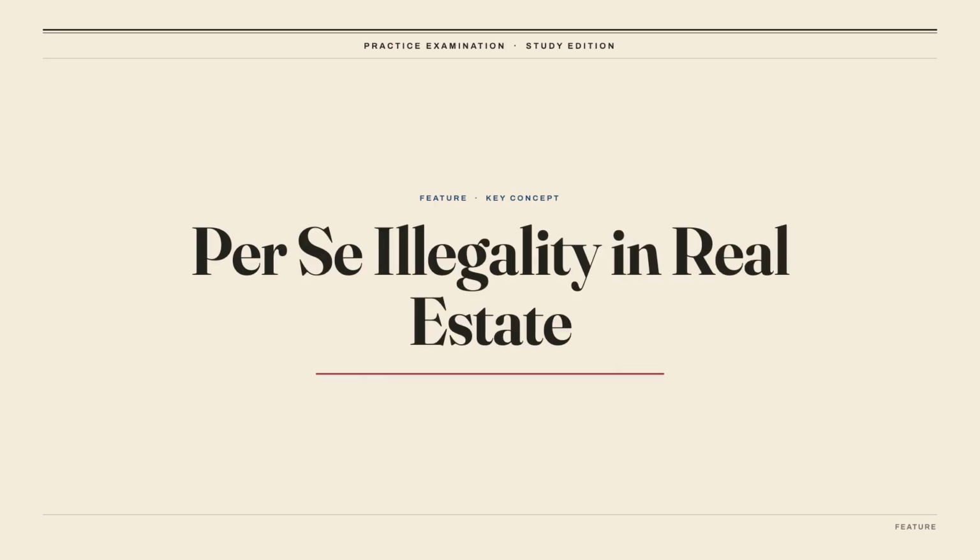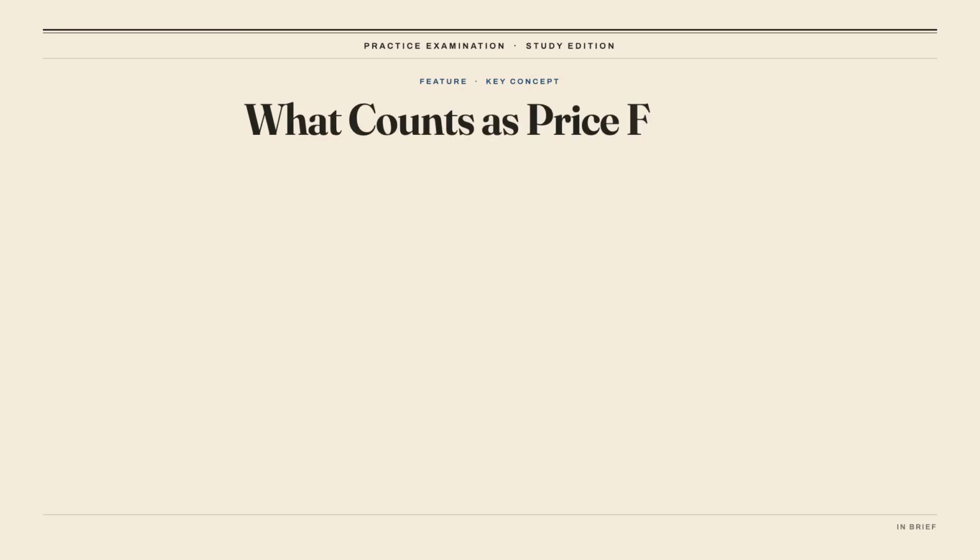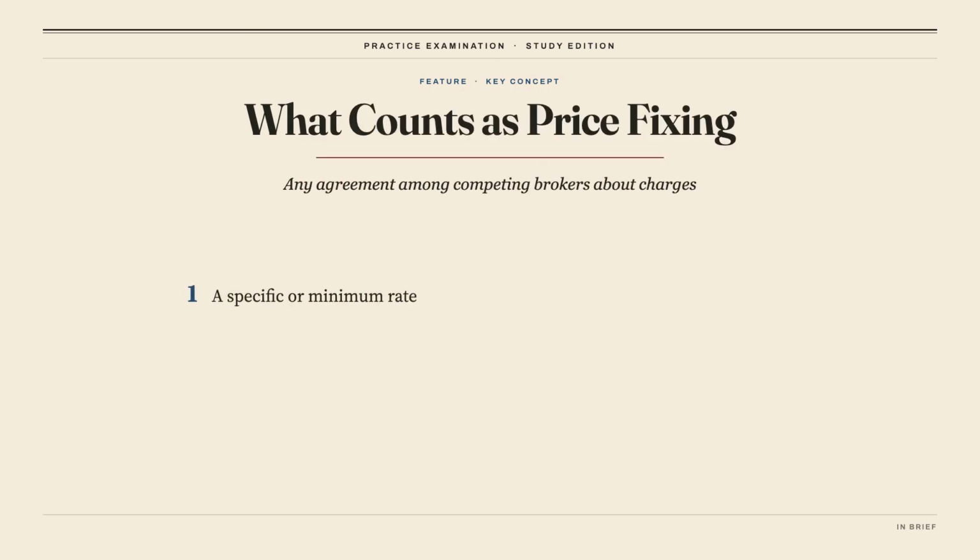Some agreements among competitors are illegal automatically with no need to prove they caused harm. This category is called per se illegality, and price fixing among real estate brokers sits right at its center. Competing brokers agreeing on what to charge is price fixing in any form. A specific rate, a minimum rate, a floor, a standard fee schedule, or a uniform split with cooperating firms.